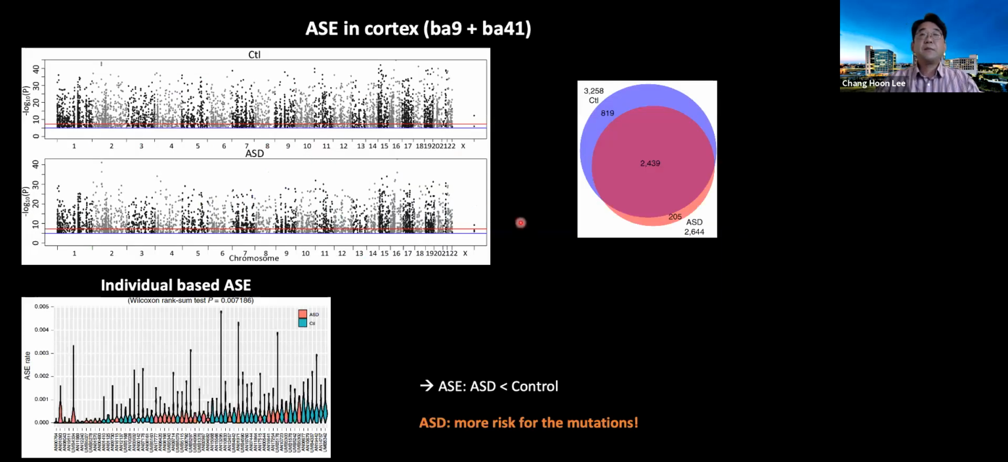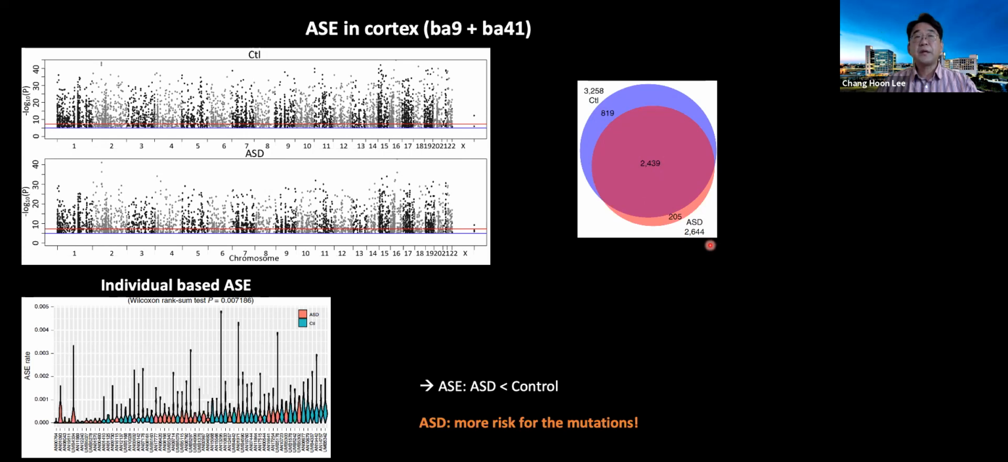So from now on, it's only cortex data processed. This is all of the ASE results. I show the p-values and generate the Manhattan plot. So you can see here, across the genome, we can find the ASE pattern everywhere, right? But when I compare control and ASD, ASD shows a small number. So the ASE pattern decreases in ASD compared to control.